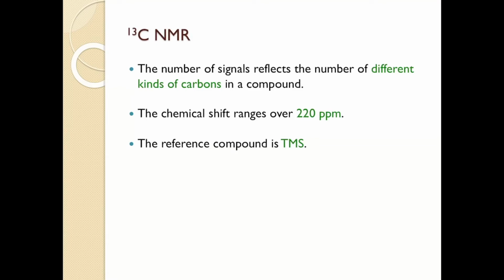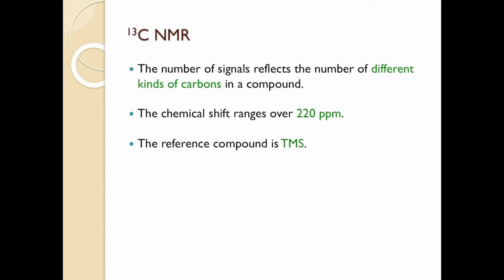Carbon-13 NMR spectroscopy. Just as the number of signals corresponds to the number of different types of protons in H-NMR spectroscopy, the number of signals in carbon-13 NMR reflects the number of different kinds of carbons. One major difference is the scale. The carbon-13 NMR scale stretches between 0 and 220 ppm, whereas in H-NMR it stretches from 0 to 12 ppm. And we use the same reference compound, which is tetramethylsilane.